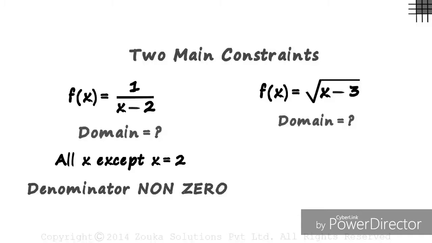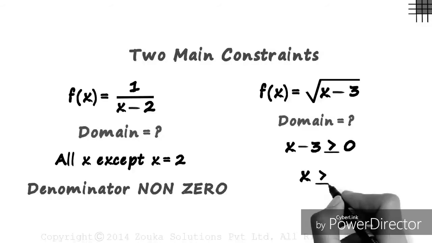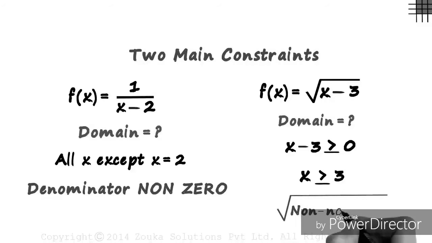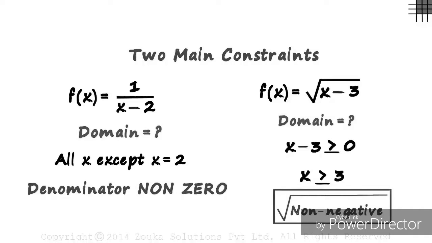Easy? Here's another one. What is the domain of this function? Can we have a negative number within the square root? Well, I don't think we can. So, x minus 3 will be greater than or equal to 0. This means x has to be greater than or equal to 3. X can take any value which is greater than or equal to 3. That brings us to the second constraint. Even roots can have only non-negative numbers under them. Remember this well. The denominator has to be non-zero, and even roots cannot have a negative number under them.